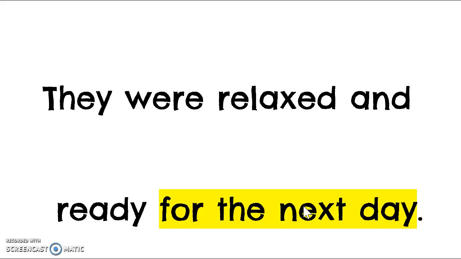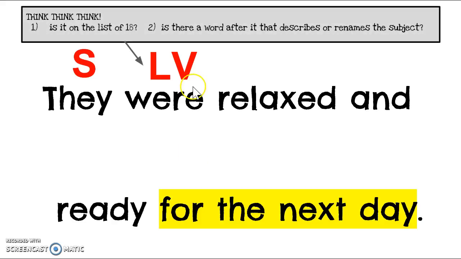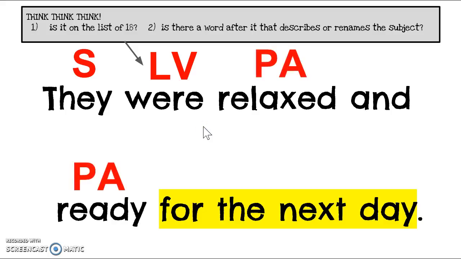Who is the sentence about? It's about they. Now I want to find the verb, they were, and I've determined that it's a linking verb because it's on my list of 18. And there's a word after it that describes or links back to that subject they. They were relaxed. And I see a conjunction here, so there are two things that they were. They were relaxed and ready.